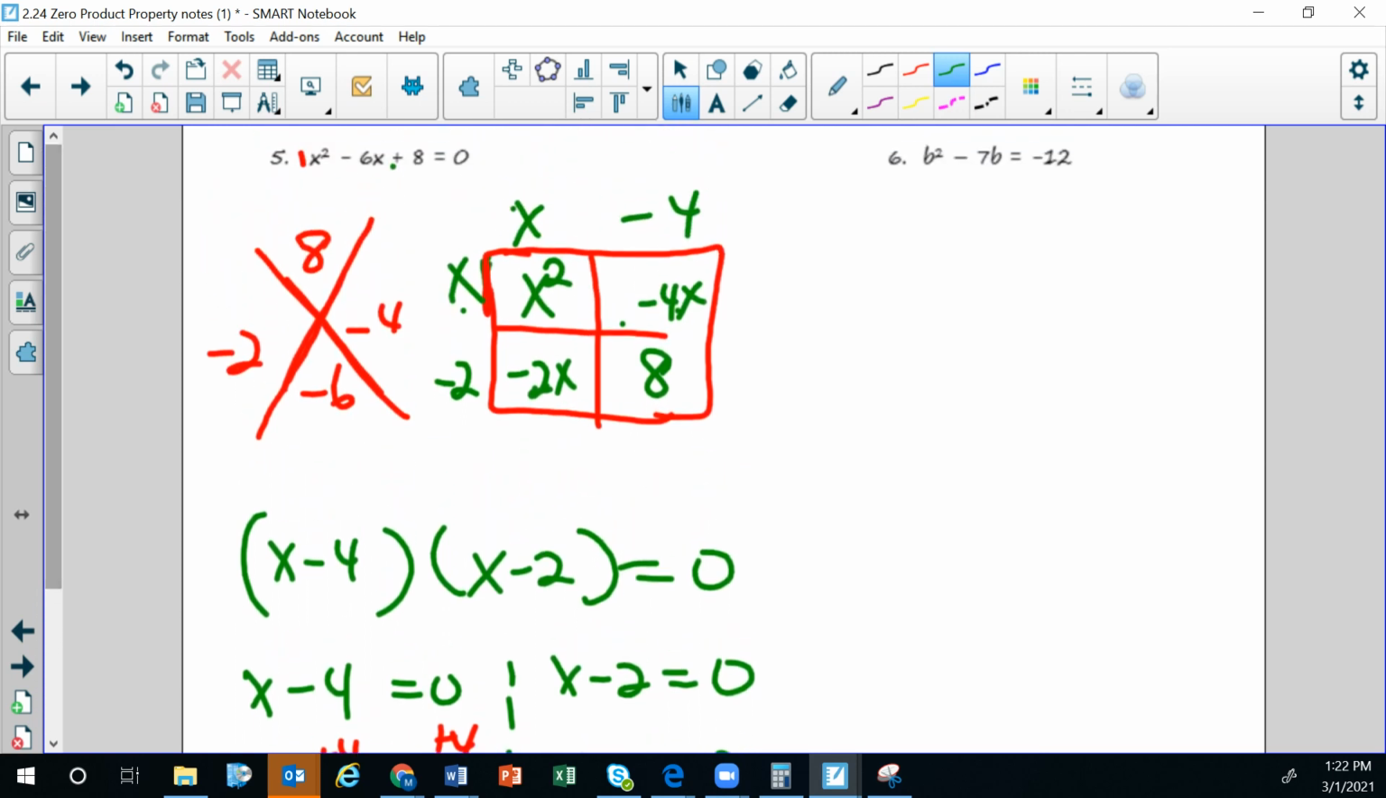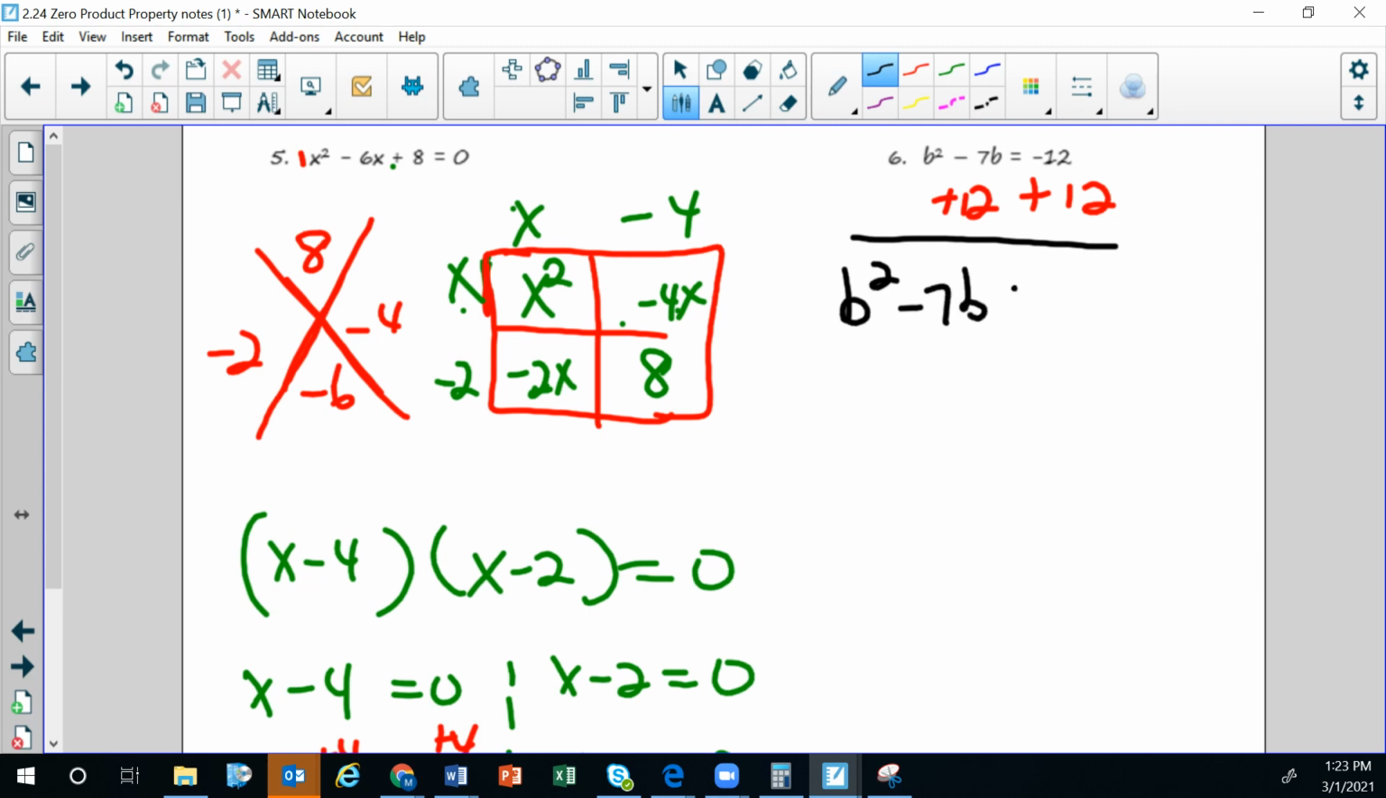All right. Let's go ahead and look at 6 now. If you notice, 6 is not in the format that we want it to be. It is not set equal to 0. So I need to rearrange the equation so that it is equal to 0. All I'm going to do is add 12 to both sides of the equation. That's going to give me b squared minus 7b plus 12, and then that's going to equal 0 because the plus 12 and minus 12 cancel out and give me 0.